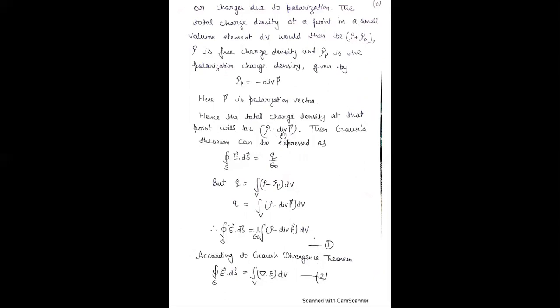Here the total charge density is replaced by rho minus rho p, that is, rho minus divergence of P, the charge density due to polarization. Putting the value of rho p, divergence of P, the charge is equal to the volume integral of rho minus divergence of P. Replacing Q in the form of charge density, E dot ds equals 1 by epsilon naught times the volume integral of rho minus divergence of P dV.